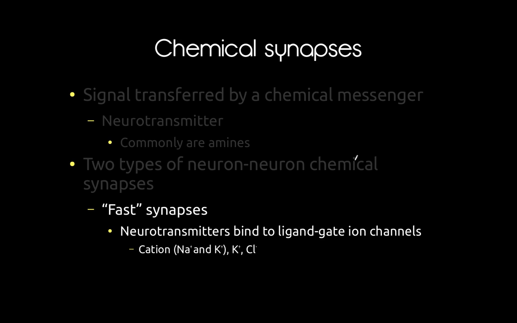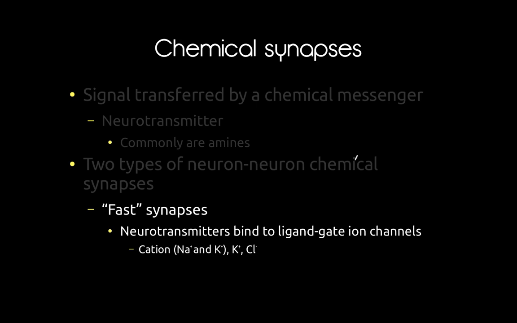Fast synapses are defined because the neurotransmitters released by the presynaptic cell are going to bind to ligand-gated ion channels. If you remember back when we were first talking about membrane potentials and different ways that we can get ions through a membrane, one of the ways was these ligand-gated ion channels, where some sort of ligand, like a neurotransmitter, binds to these ion channels and causes them to open. The main kinds that we're going to see in these synapses in the subsynaptic membrane are cation ion channels, which generally let any small positively charged ion through. We'll also see some potassium ion channels and some chloride ion channels.